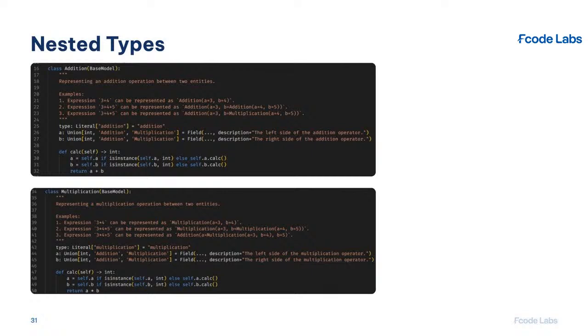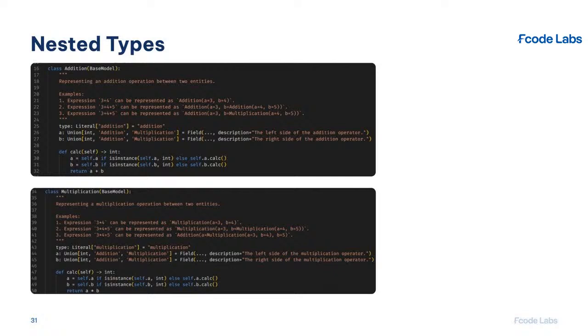We'll go to another example. Here I have two data types, an addition data type and a multiplication data type. The addition data type takes two variables a and b, and if I call the calc function, it will add those variables. Multiplication is the same thing, but I will multiply the variables. So in addition to the simple explanation of the model in the docstring, I have provided three examples in each case.